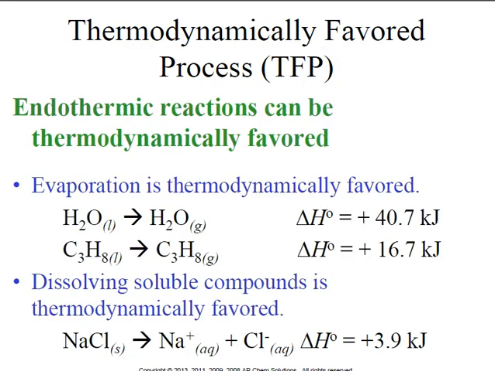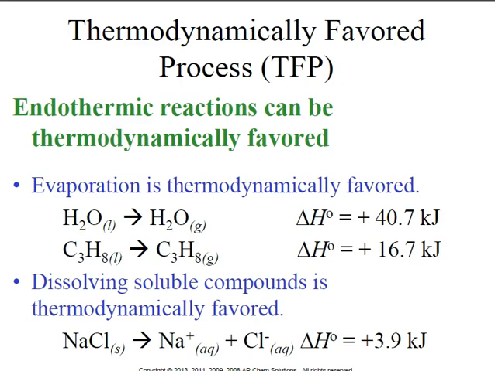For example, evaporation, the changing of water liquid to water gas, is an endothermic process. It has to pull heat from the surroundings to do that, which is why your skin cools off when your sweat evaporates, because that evaporation pulls the heat from your skin. Another example is the evaporation of C3H8. It also is endothermic. And you'll see they have different delta H values, but they're both positive.